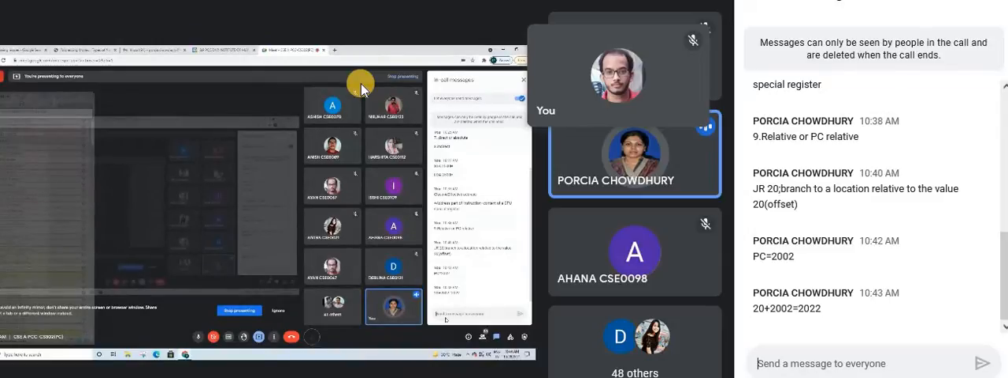For the first category, relative or PC relative, the special register is program counter. Now this is one example. In this example, JR 20. That is the example we have given. So this is basically a branch to a location relative to the value 20. Okay, so what is the value given in the instruction itself? 20. Now program counter initially will hold the value 2000. Suppose initially it's holding the value 2000.